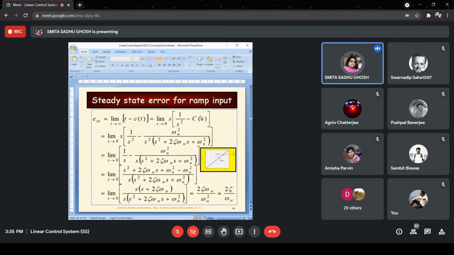So from here now, C(s) has been directly put instead of working with c(t), which was slightly more complicated, and in that case, you need to find out the Laplace inverse. Here, in this method, you need not find the Laplace inverse from the transfer function itself. So after working this out, again, you will arrive at the same value, which is the steady state error, equal to 2 zeta by omega n, right? Now, this is the alternative method for calculation of the steady state error directly in the Laplace domain.